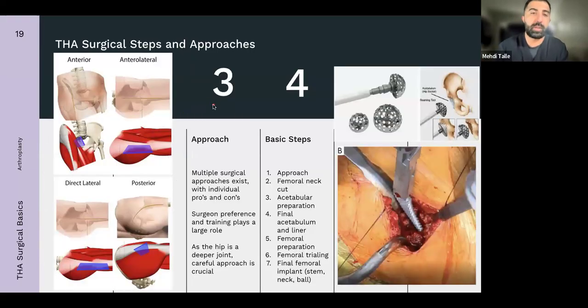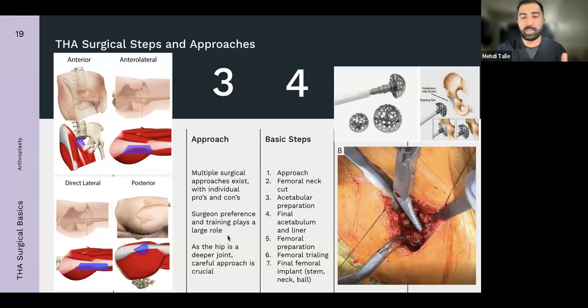So, steps and approaches here. There are four commonly described surgical approaches. The two that you'll probably see much more commonly, at least for elective arthroplasty, are the direct anterior approach and the posterior or posterolateral approach. We'll touch on those a bit later. Overall, I think outcomes are far and away pretty similar, but there are pros and cons to each, and we'll touch on that later.